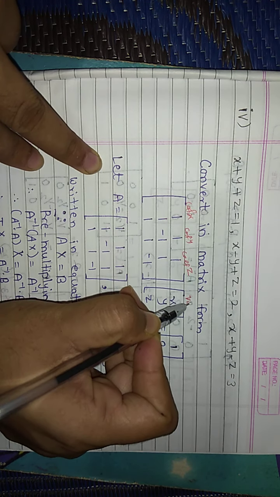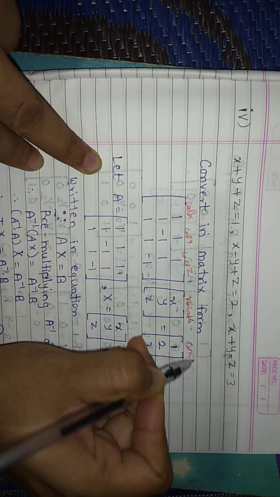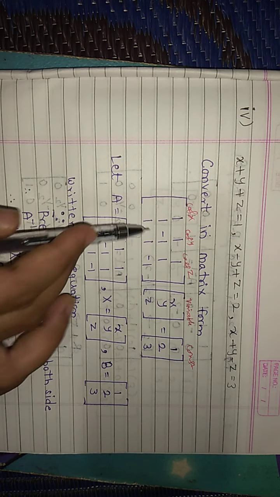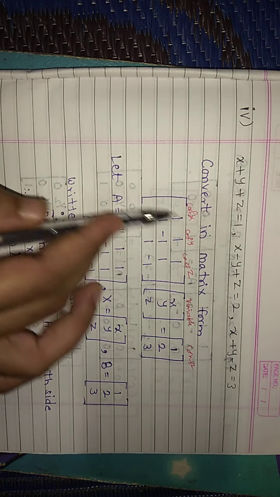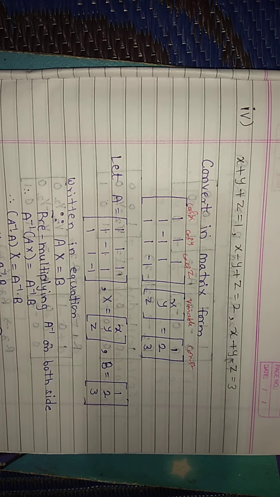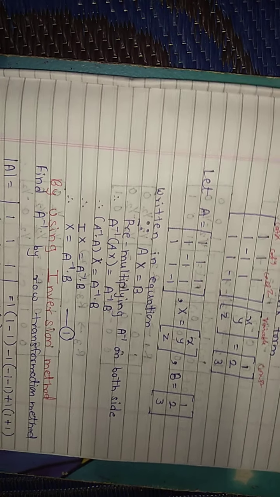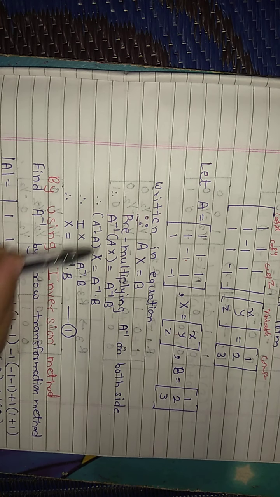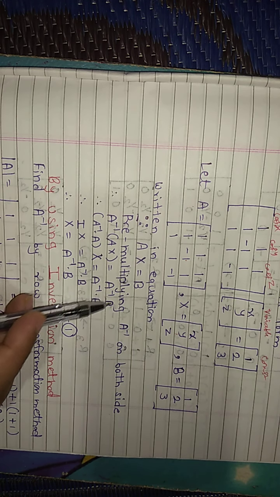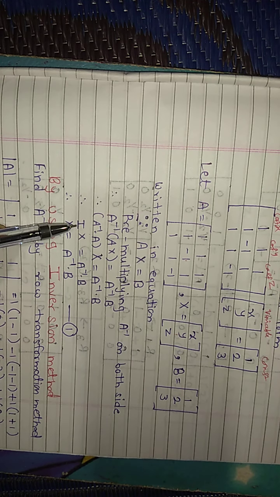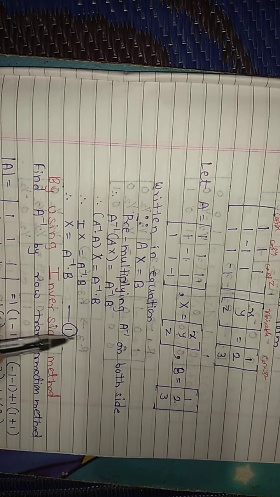Now the variables and constant terms we write column wise, each as a matrix. Let A be the first matrix, X the second matrix and B the third matrix. Now this is written in the form of the equation Ax is equal to B. Pre-multiply inverse on both sides. A inverse into Ax is equal to A inverse into B. X is equal to A inverse into B, equation number 1.